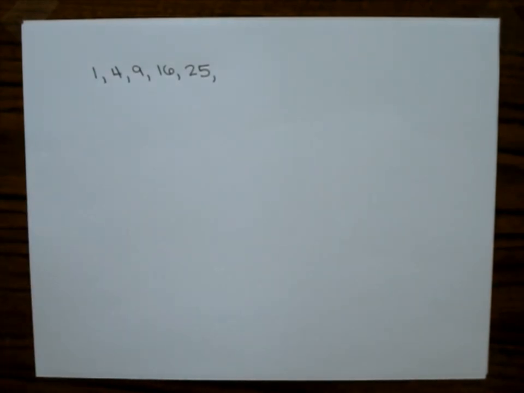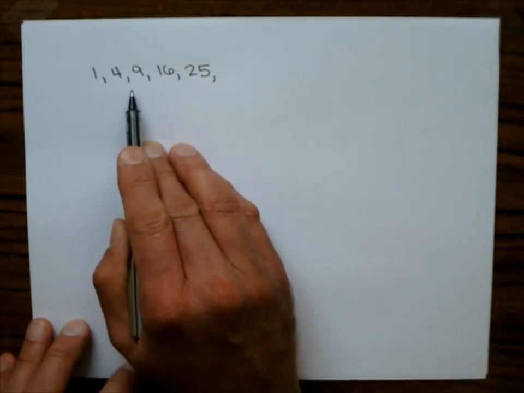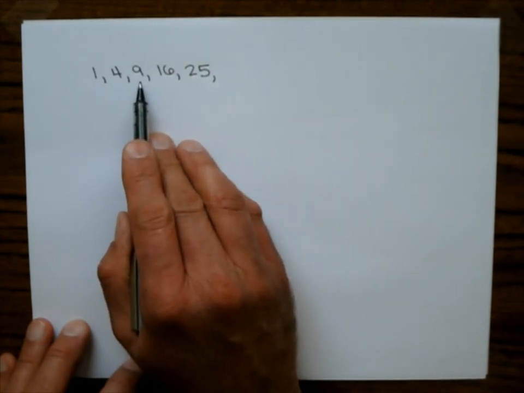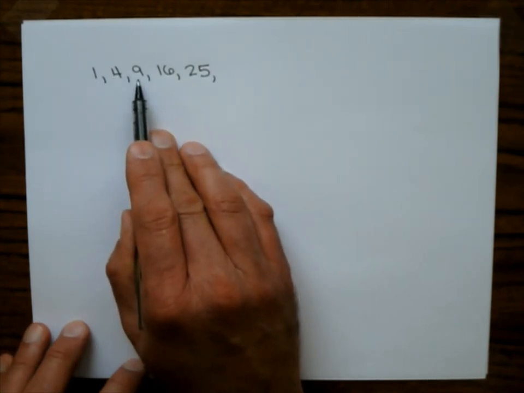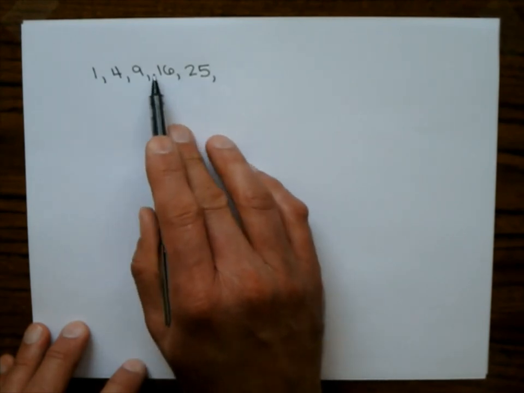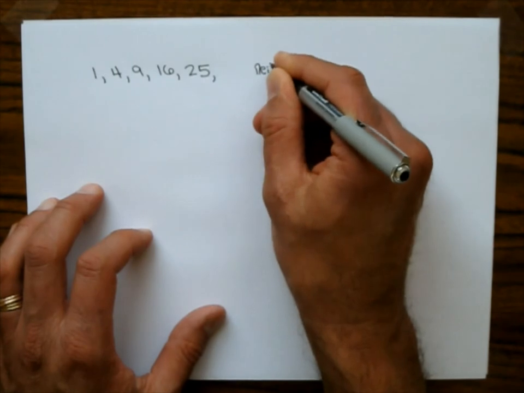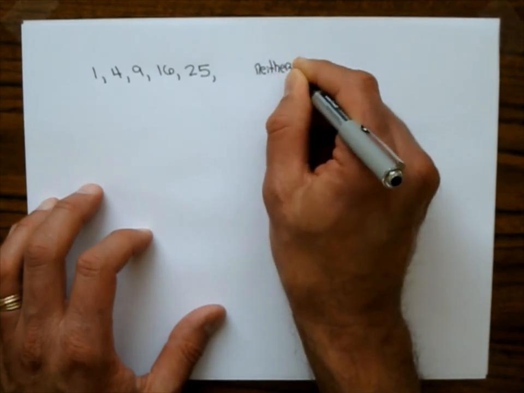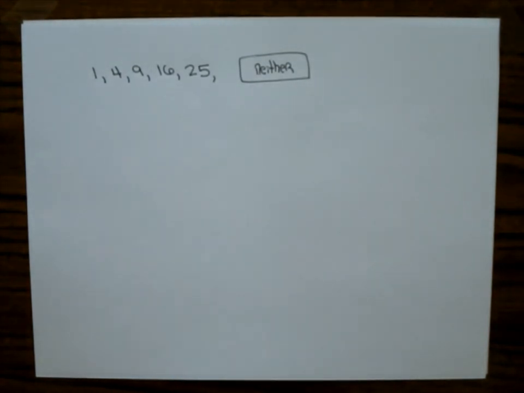Okay, so if I add 3, I get 4, and if I add 3, I get 7. Nope, it's not arithmetic. If I multiply by 4, okay, 1 times 4 is 4, 4 times 4 is 16, but there's a 9 there, and this is not working. So this is going to be neither. There are some problems where they're like that, and then what do you do? You're done with the problem.